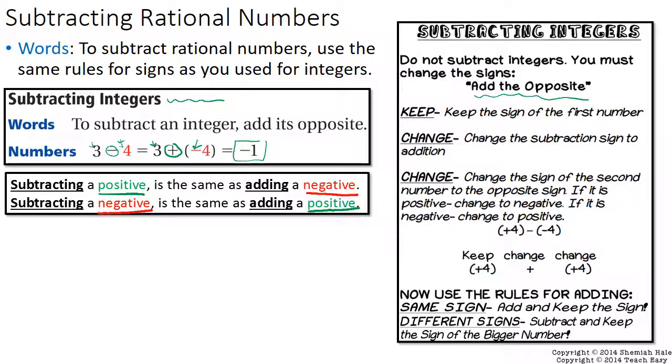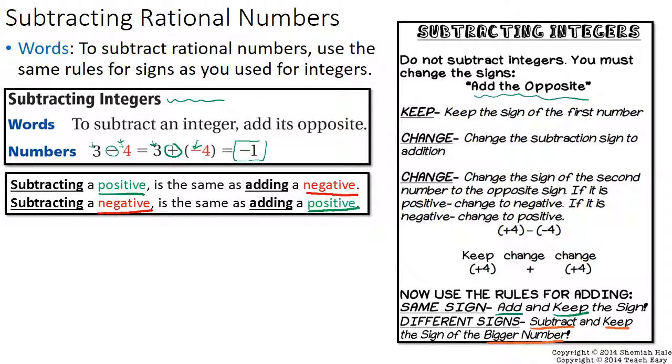Once we have that down, we can use the same rules that we had yesterday for adding integers. If they are the same sign, we add them like normal and keep the sign. And if they have different signs, we subtract the smaller from the bigger and keep the sign of the bigger number.